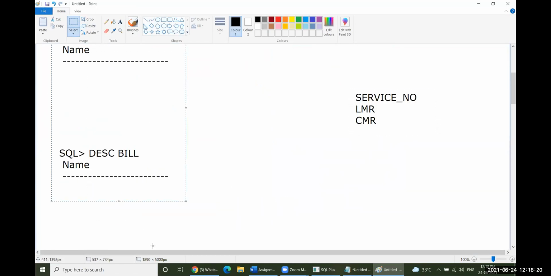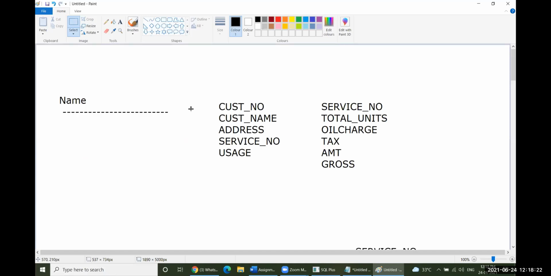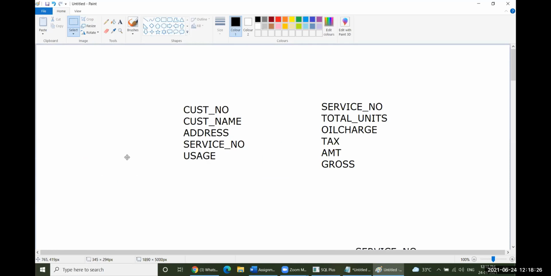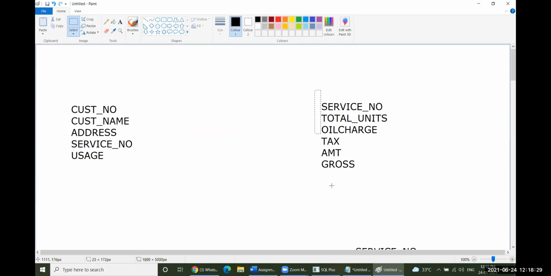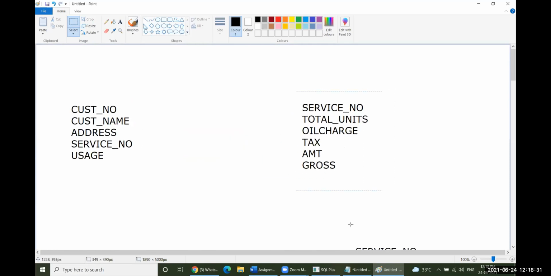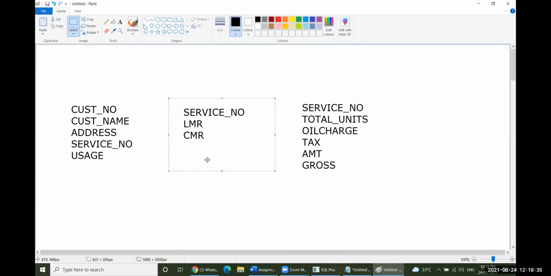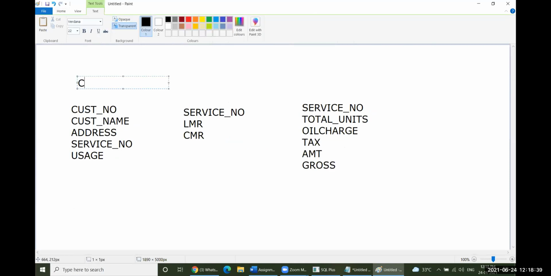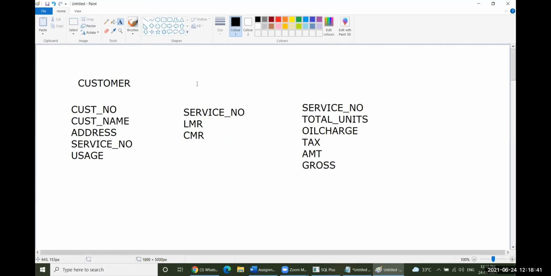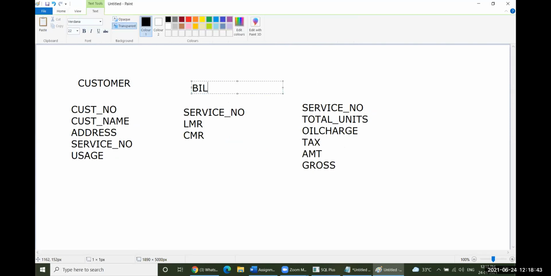Okay, so remaining everything. This particular data is not required for us. This is the customer details, this is the pay details, and this is the bill details. So which is the customer, which is the bill, and which is the pay.